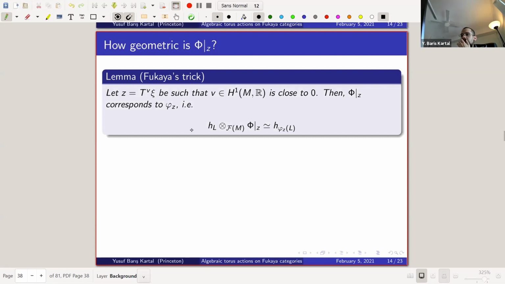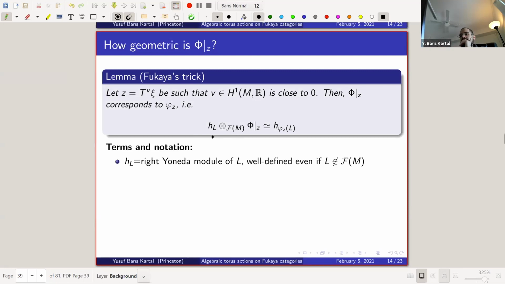Okay, let's see. So I'm going to explain this notation. In other words, the Yoneda module of L convolution with phi restricted to Z gives you the Yoneda module of phi Z of L. So that's telling you that for small symplectic isotopies, this is actually the Floer homology group that you would expect. Let me not say this at the moment. I'm going to tell in a second.